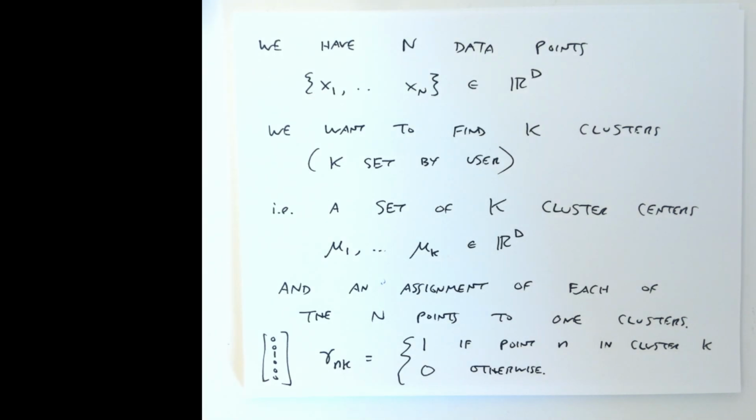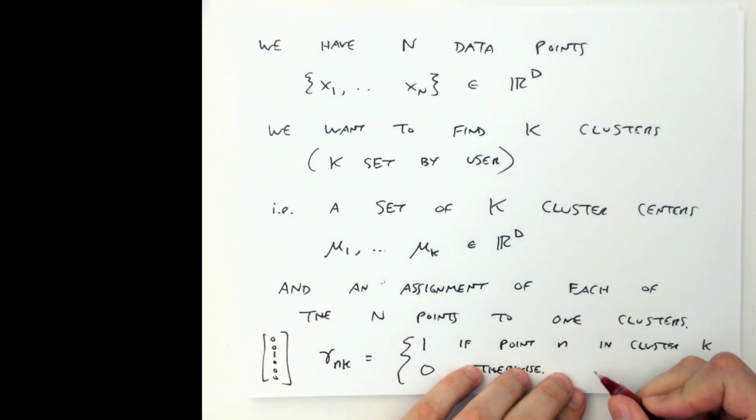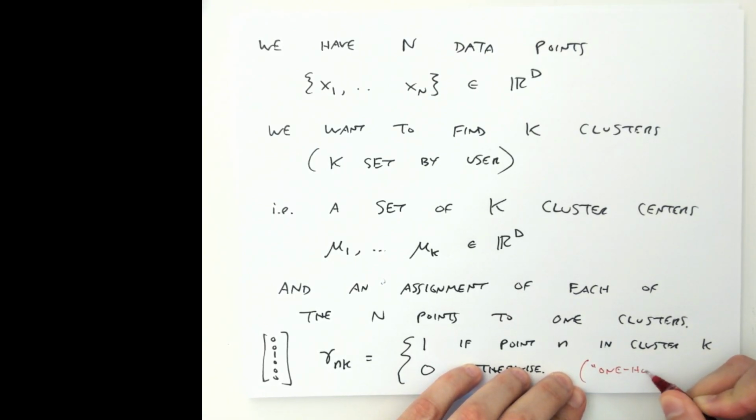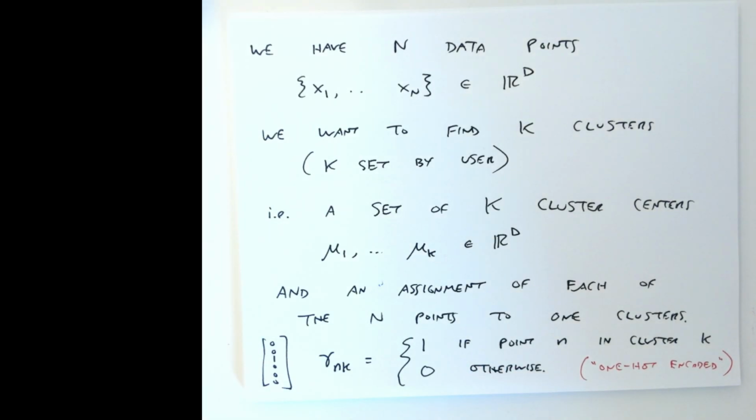Another way of thinking about this vector is what's called one-hot encoded. We'll talk about that more later on, but it means that you have a vector and only one of those elements is turned on, i.e. hot, and the rest of them are turned off.